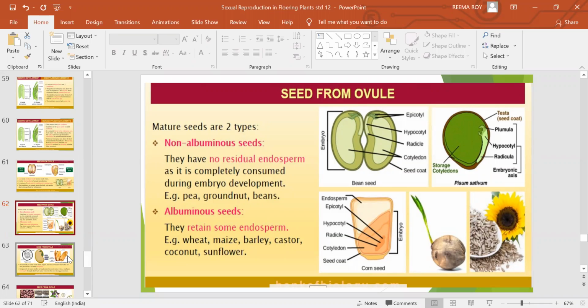Everything is consumed. Albuminous seeds retain some endosperm, meaning some food is left. Examples: wheat, maize, barley, castor, coconut, sunflower. Okay, mature seeds are of two types, albuminous and non-albuminous. Albuminous means they retain some endosperm. Non-albuminous means they don't retain endosperm; it is completely consumed during embryo development.